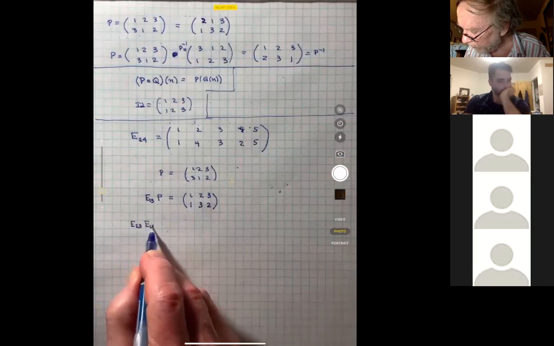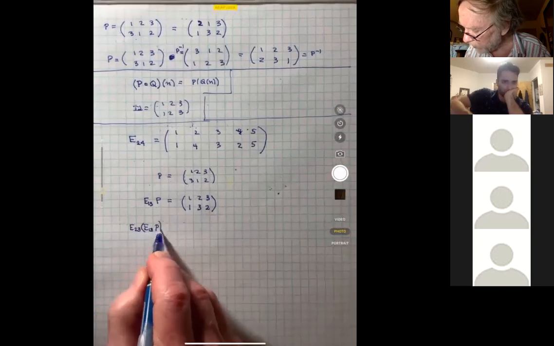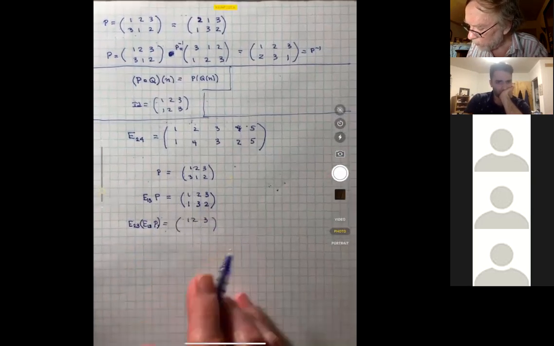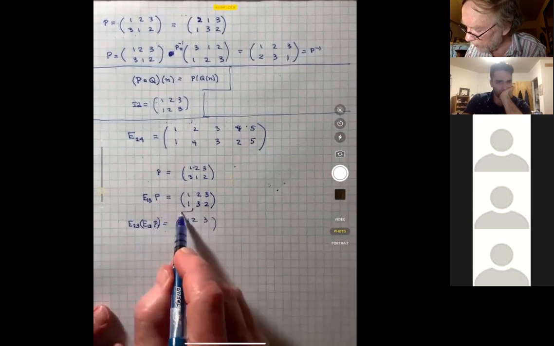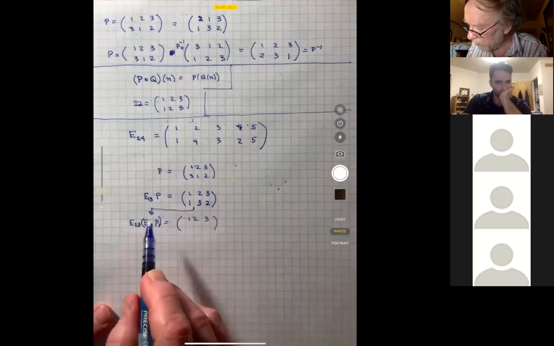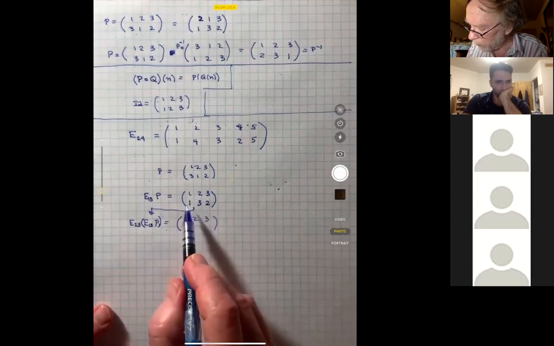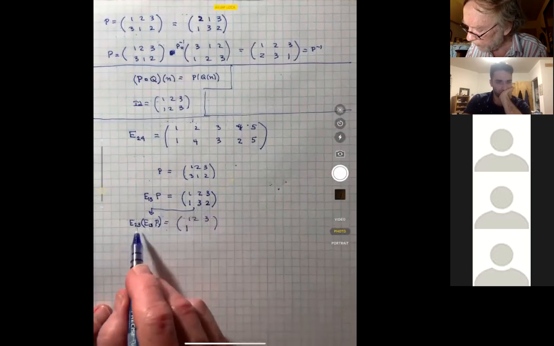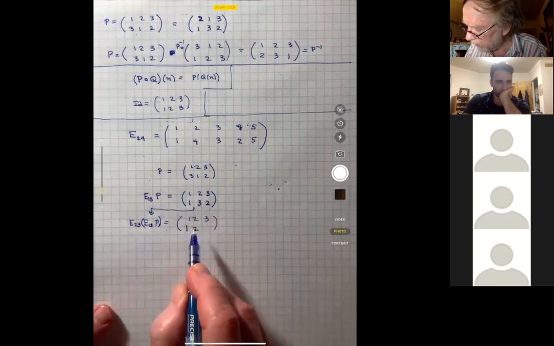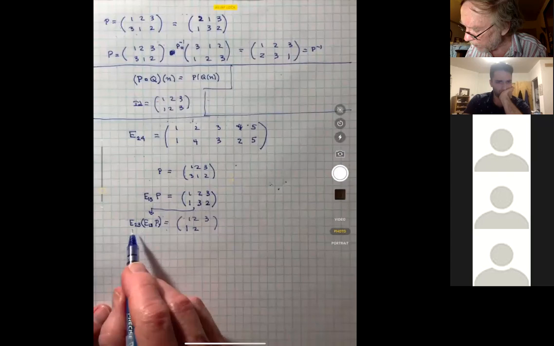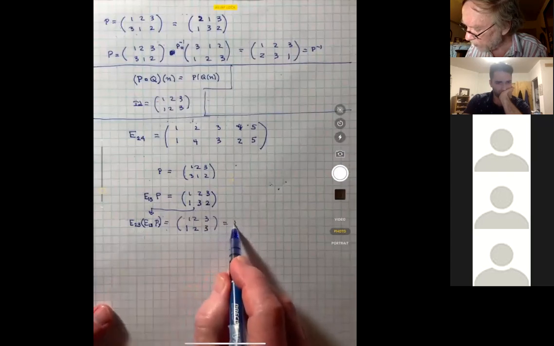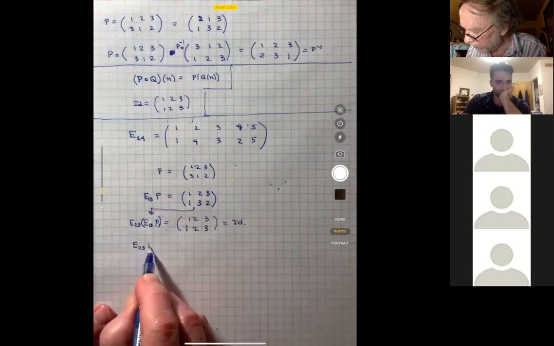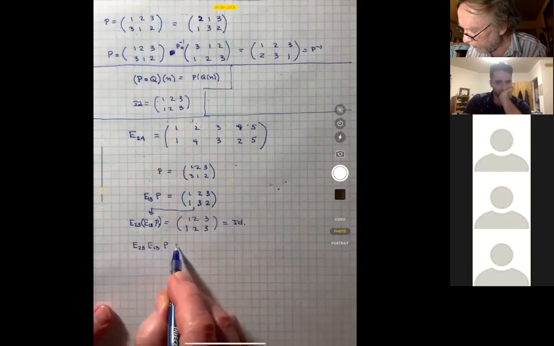E23 times E13, P, like this. Let me put parentheses around this. And what's that equal to? 1, 2, 3. Well, the E13P is this thing here, because that's what this was. So 1 goes to 1, the E23 doesn't do anything to that, so that stays the same. The 2 goes to the 3, then the E23 changes it back to a 2 again. The 3 goes to a 2, and the E23 changes back to a 3. And so what we see is this is equal to the identity. So what we get is E23 times E13 times P is equal to the identity.